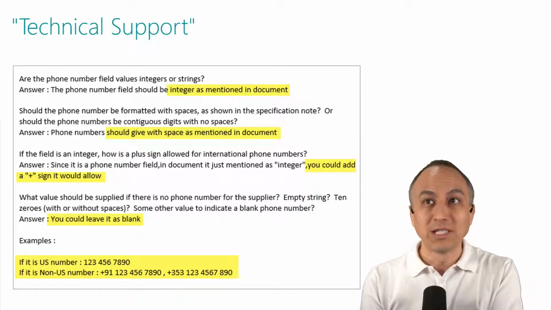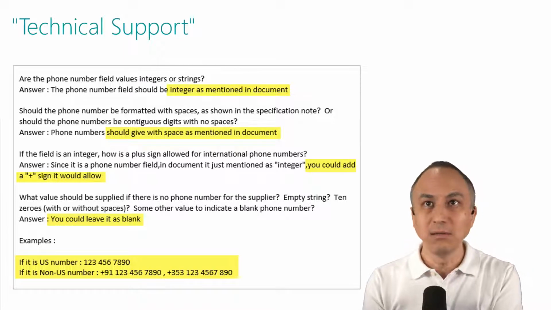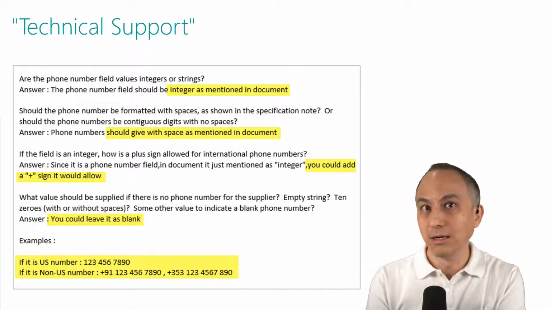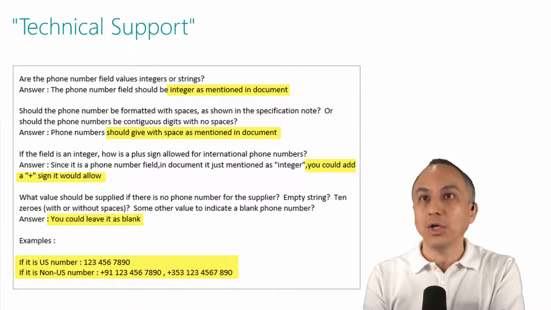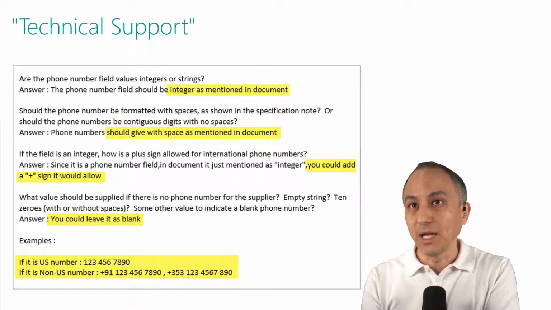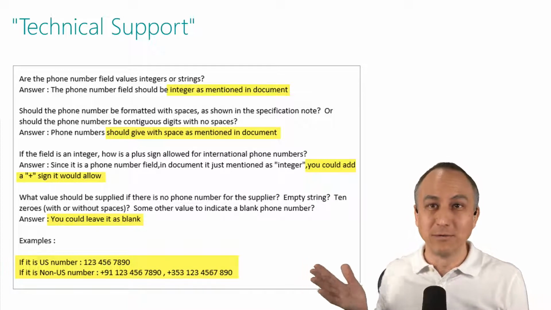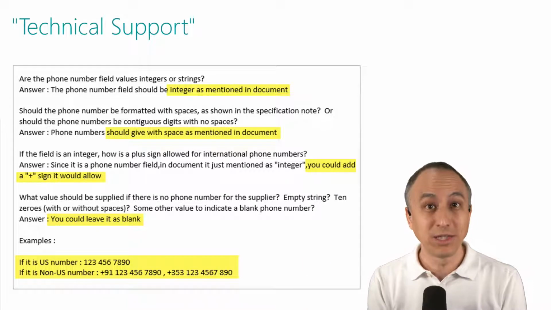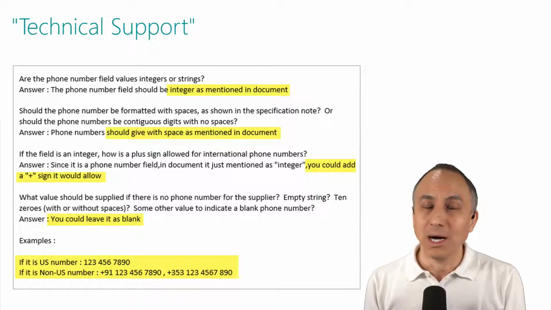What value should be supplied if there is no phone number for the supplier? Empty string, 10 zeros, with or without spaces, like, what do I do here? You could leave it as blank, empty string. And this person provides examples of the integer phone number format. And I'm just like, wow.